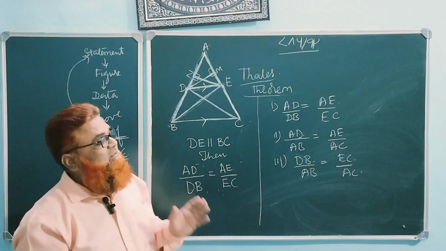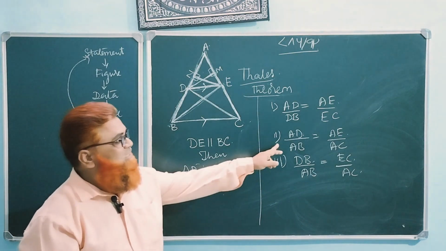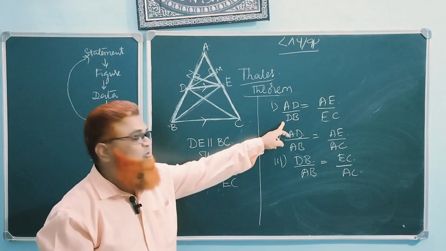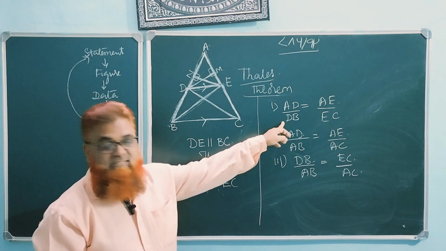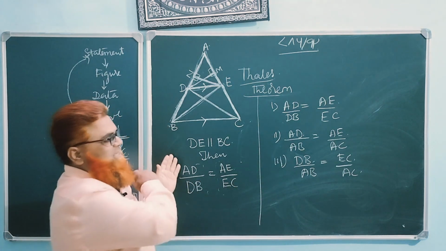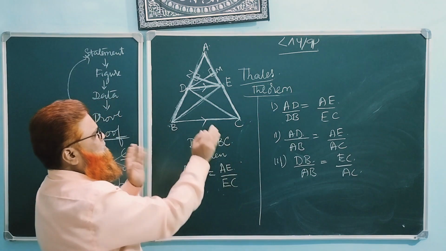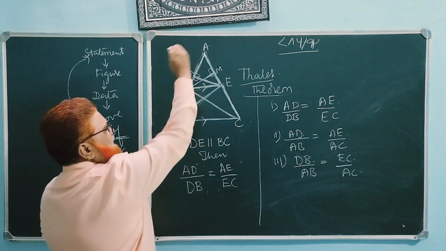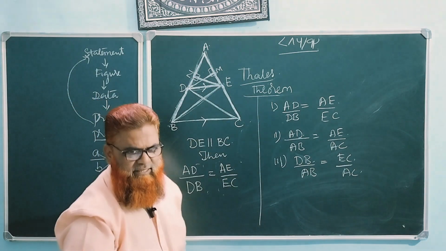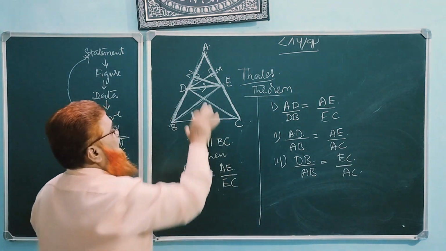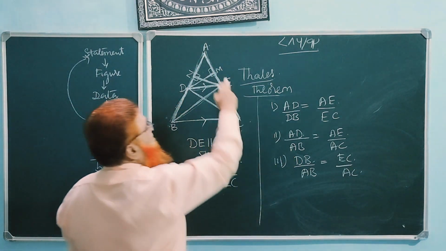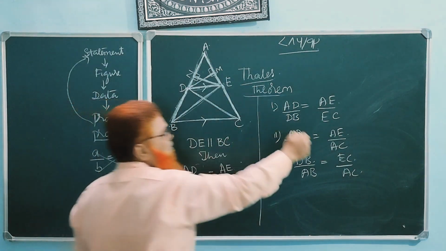The third part is that DB by AB is equal to EC by AC. Okay, these are the 3 parts. This is also the Thales proportionality statement, where DE parallel to BC divides the other two sides: AD divided by DB. AD is a part and DB is a part of AB. AE is a part and EC is a part of AC. Another way, a part of AB, AD, and whole AB; a part of AC, AE, and whole AC.